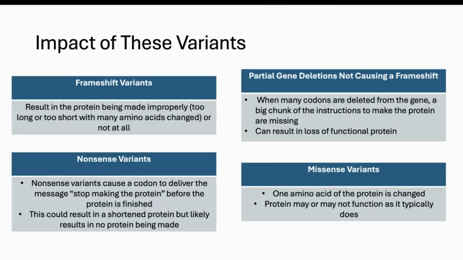Nonsense variants cause a codon to deliver the message, stop making the protein, before the protein is finished. This could result in a shortened protein, but likely results in no protein being made. In missense variants, one amino acid of the protein is changed, and the protein may or may not function as it typically does.